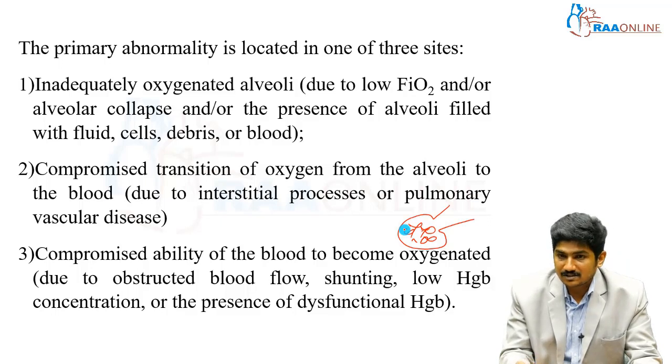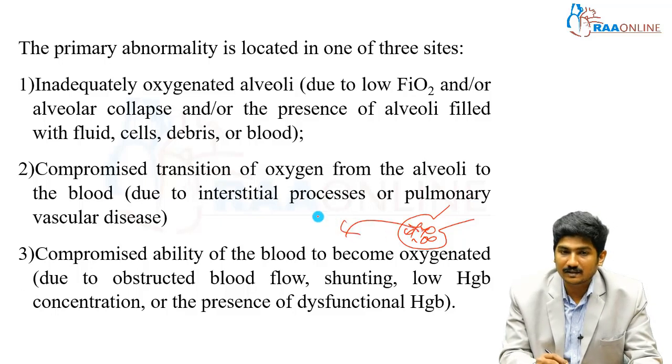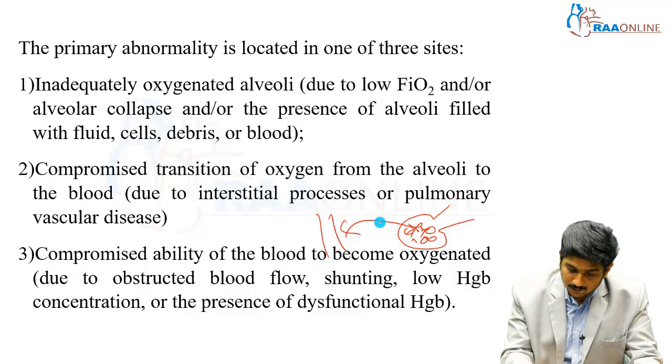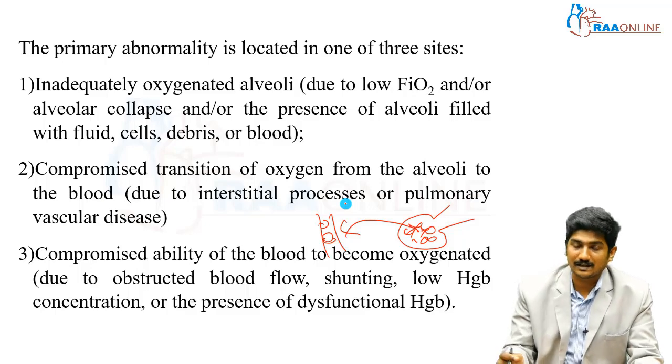Compromised transition of oxygen from the alveoli to the blood. Okay, from here, it is not going to the blood. It is because of interstitial process or pulmonary vascular diseases. Next is compromised ability of the blood to become oxygenated. The hemoglobin itself is injured, or it's not proper, or there is no adequate blood supply to that particular area. This is because due to obstructed blood flow, shunting, low hemoglobin concentration, or the presence of dysfunctional hemoglobin. All these things can cause hypoxia.